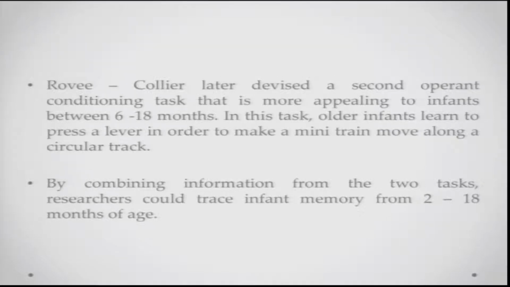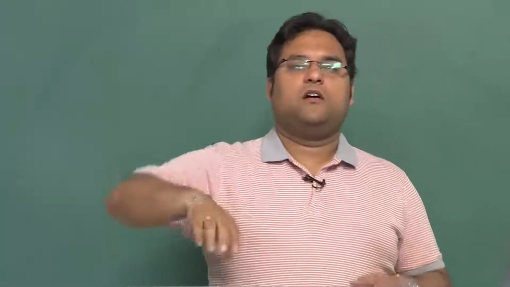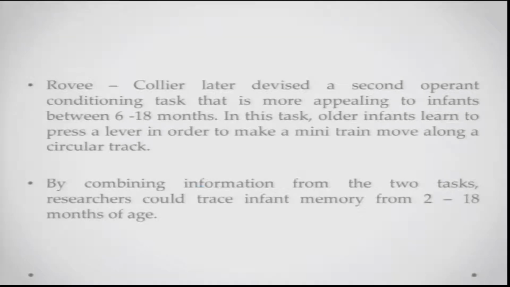They later also devised a second operant conditioning task, which is more appealing to slightly older infants, 6 to 18 months old. In this task, the infants had to learn to press a particular lever so that a toy train could move around a circular track. Now, they had these 2 tasks and they could compare the findings from these 2 tasks to trace infant memory from as early as 2 months to as late as 18 months of age.